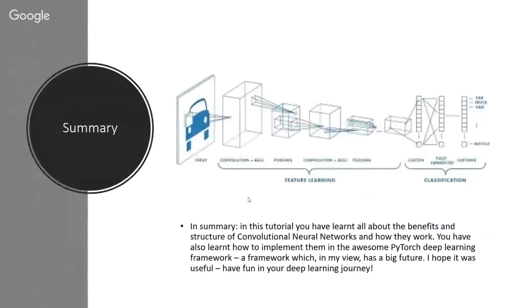So the summary is, in this tutorial, you've learned all about the benefits and structure of convolutional neural networks and how they work. You've also learned how to implement them in the awesome PyTorch deep learning framework, a framework which, in my view, has a big future, and I hope it's useful. Have fun on your deep learning journey.